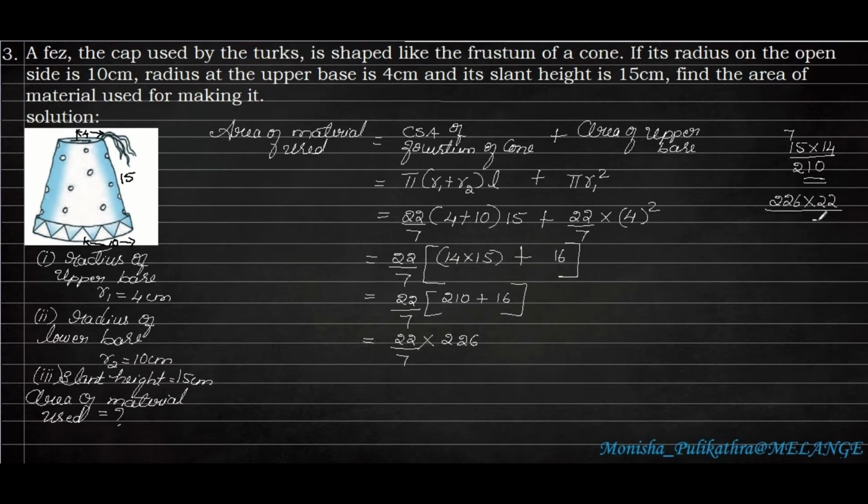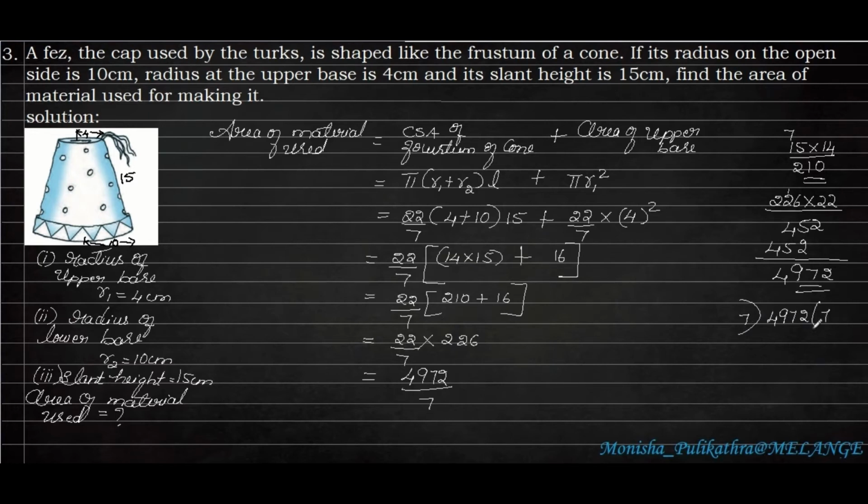Okay. So 2 6s are 12. 1 carry. 2 2s are 4 plus 1, 5. 2 2s are 4. Again the same thing will happen. So 2 7 9 4, 4972. So now we need to divide 4972 by 7.